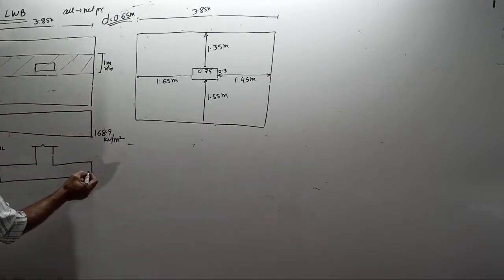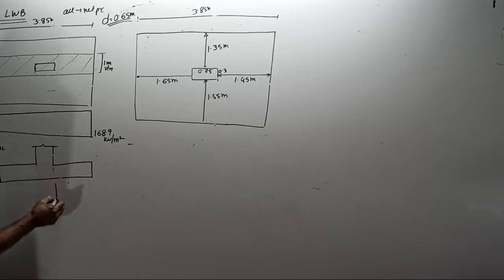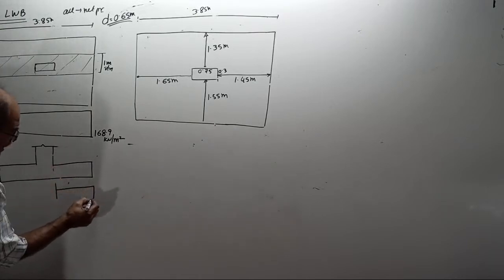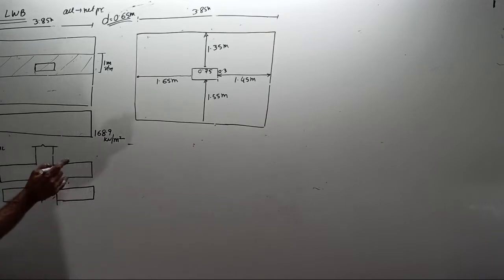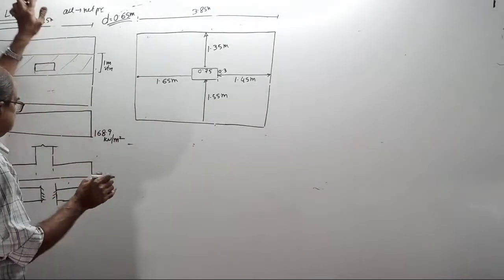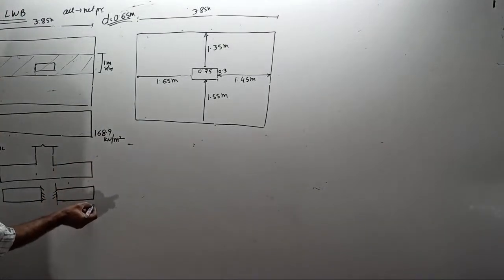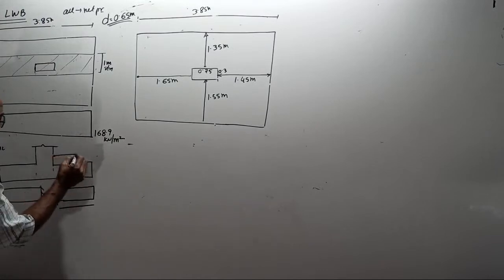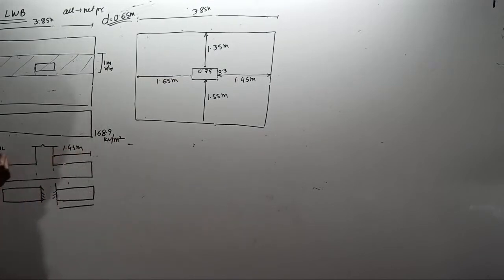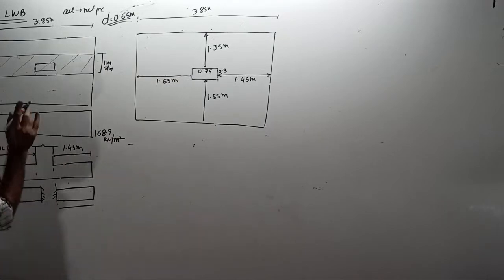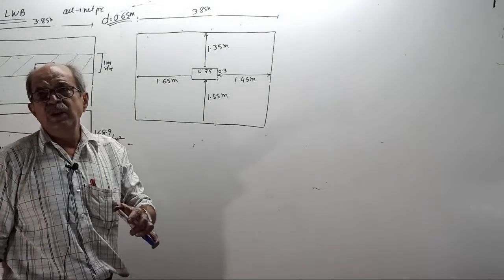Okay, now see. If I see here, there is a cantilever here. Why I am explaining? Because everything has to be made clear now. Cantilever on either side. Now, if I draw the pressure diagram for this cantilever, this cantilever projection is how much here? Only 1.45 meter. This cantilever projection is 1.65 meter.